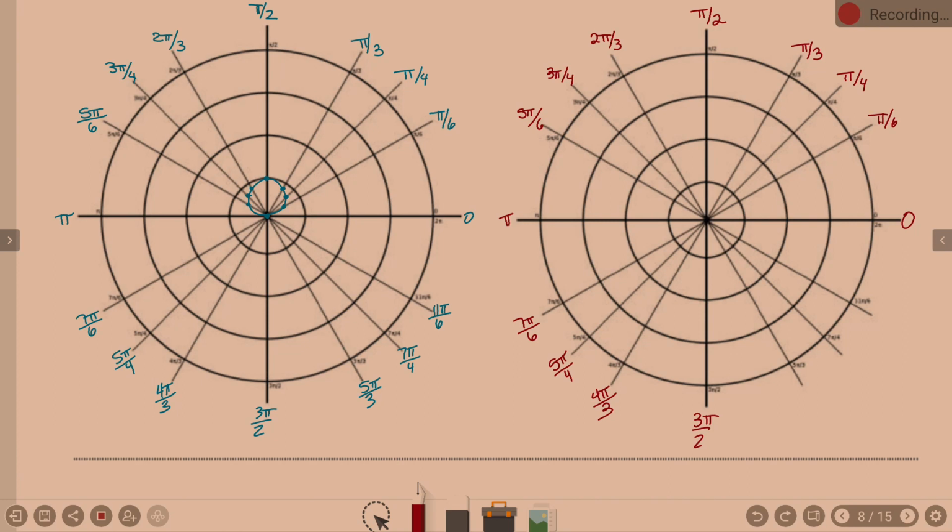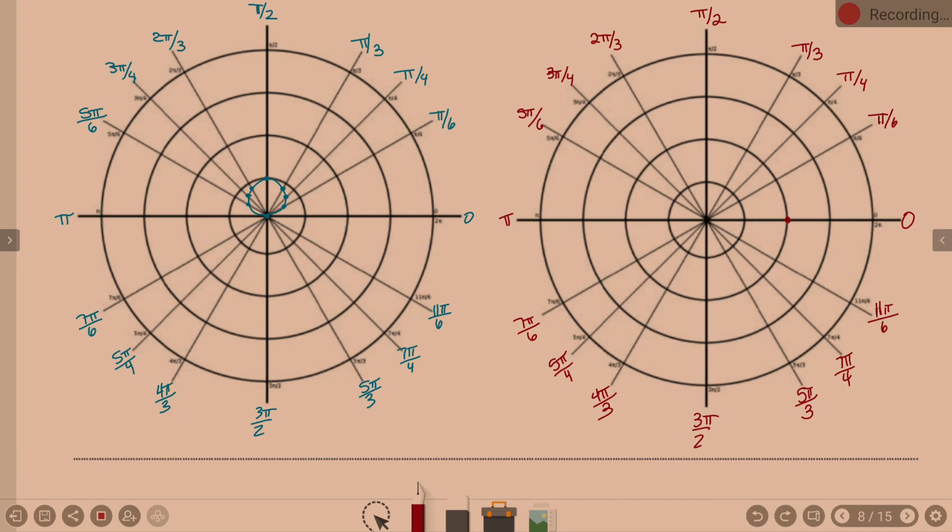So 5 pi over 3, 7 pi over 4, 11 pi over 6. Okay, you ready to start graphing? Yep. 0, 2. So at 0 degrees or 0 radians, we go out 2 circles, 2 rings, 2 radii.